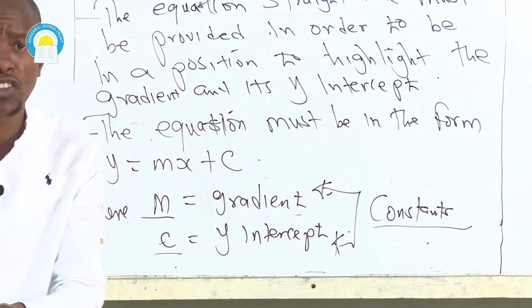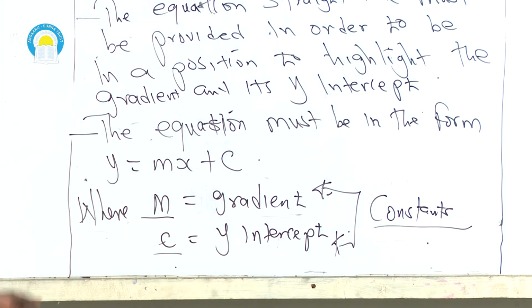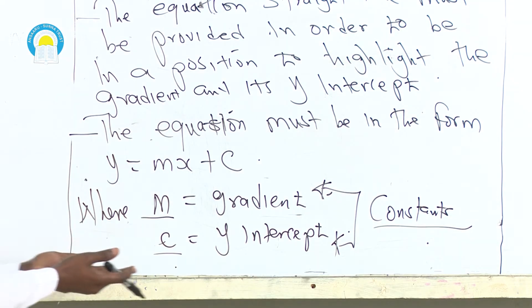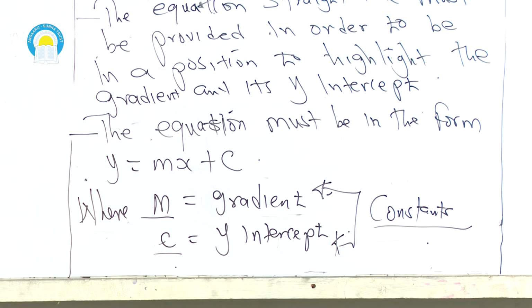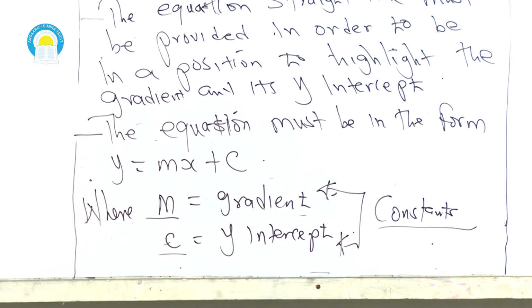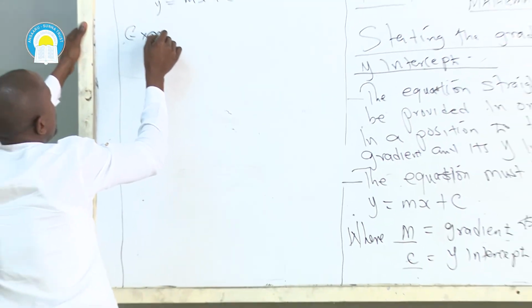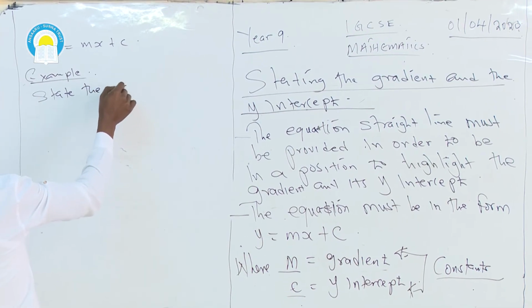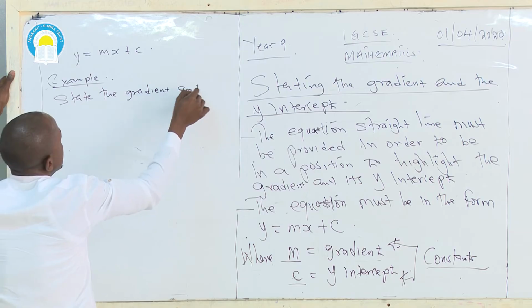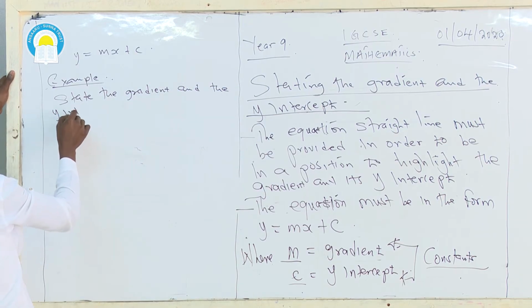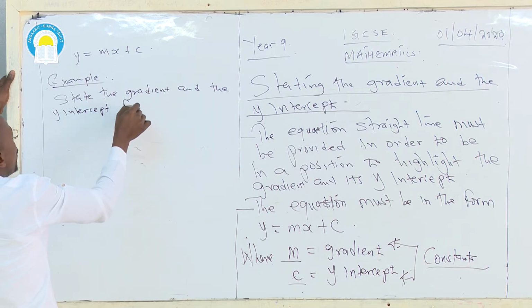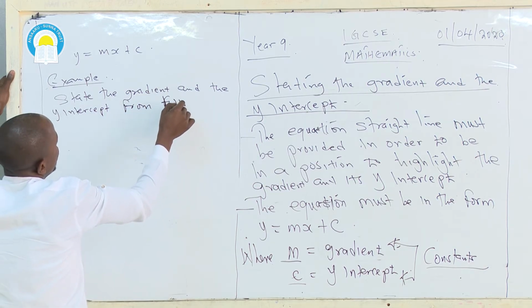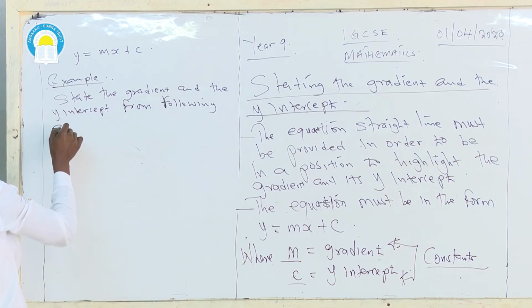Right. Now, y-intercept. Sometimes by calculations, not only stating, how do you arrive at the y-intercept? I'm coming there shortly. Now, we say the equation must be in the form of y is equals to mx plus c. Now, state, for example, the gradient and the y-intercept from the following equations.